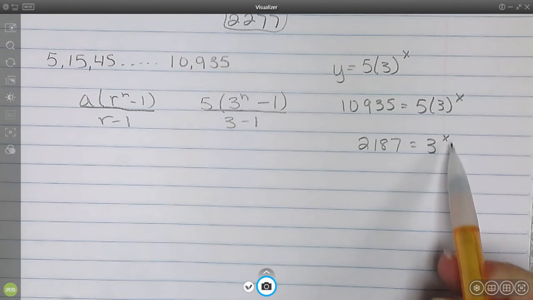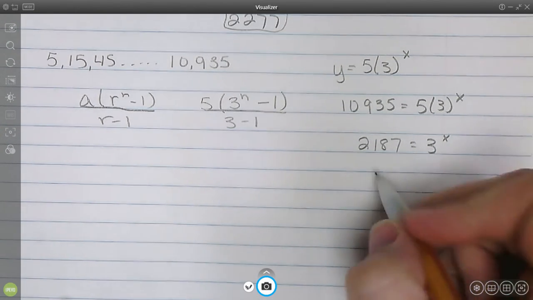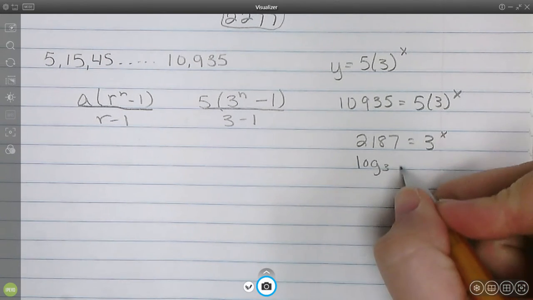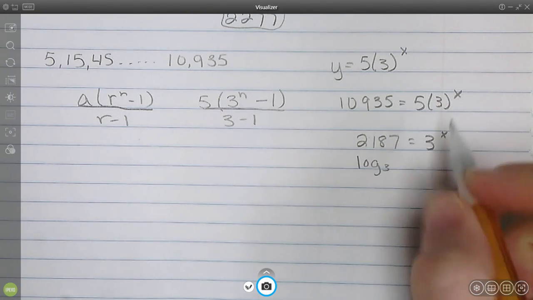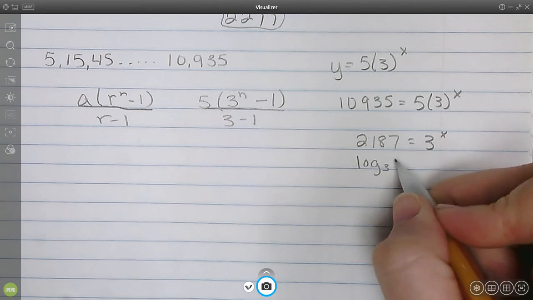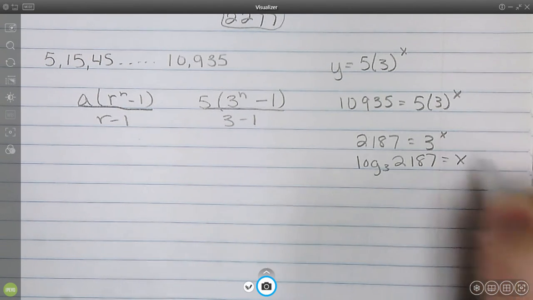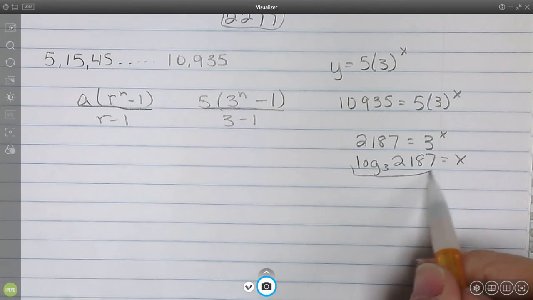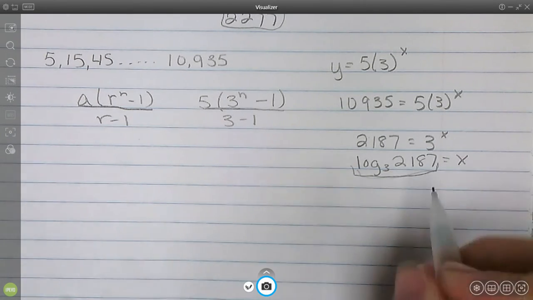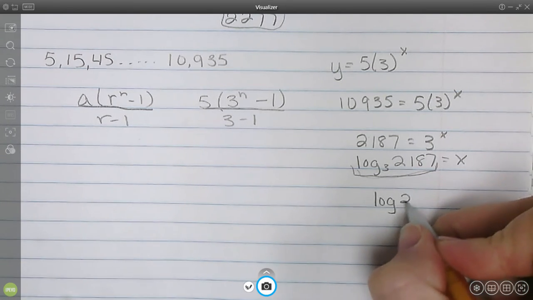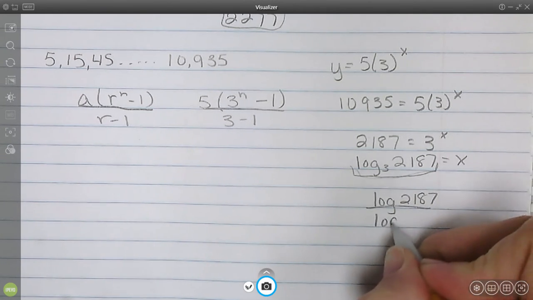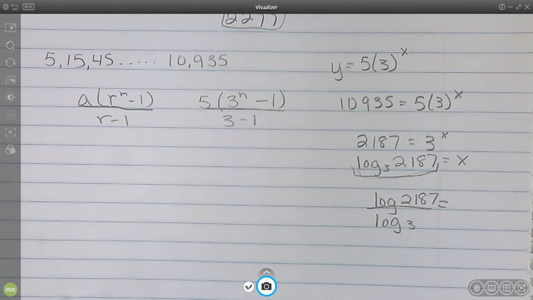So when you are trying to solve for an exponent, you need to write it in log form. So to write this in log form, we have log base 3 of 2,187 equals x. So if you do not have an Inspire, you cannot plug this into your calculator. So you have to write it in change of base form. So log of 2,187 divided by log of 3 gives you 7. Okay, so we have x equals 7.